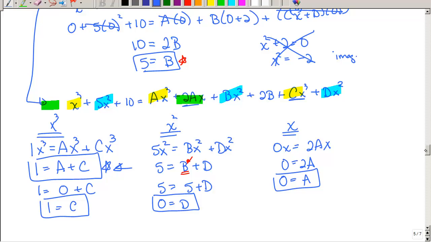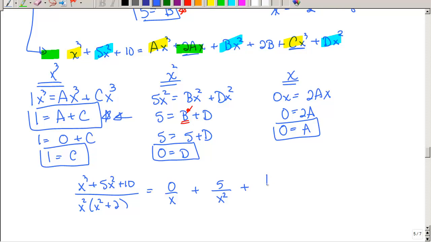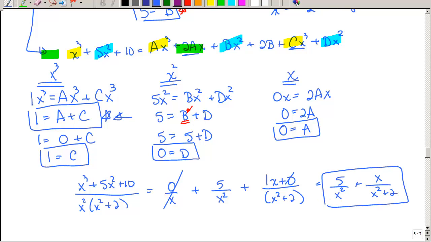Again, you could stop there or go ahead and decompose that fraction. We could write it like that, and of course that would go away, that would go away, and you would just really have 5 over x squared plus x over x squared plus 2. And again, you could check your work by adding these together, and you should get back to there.